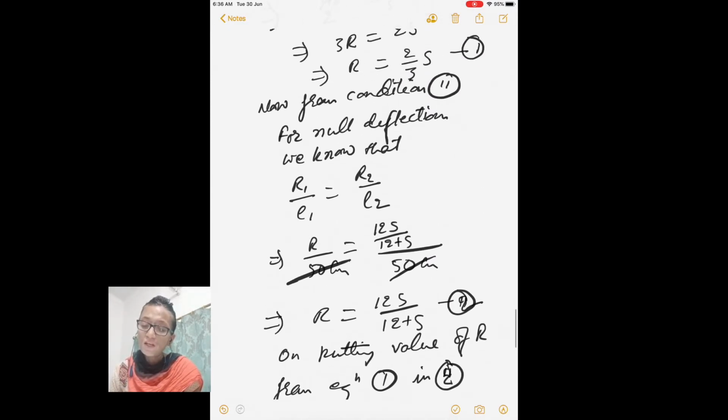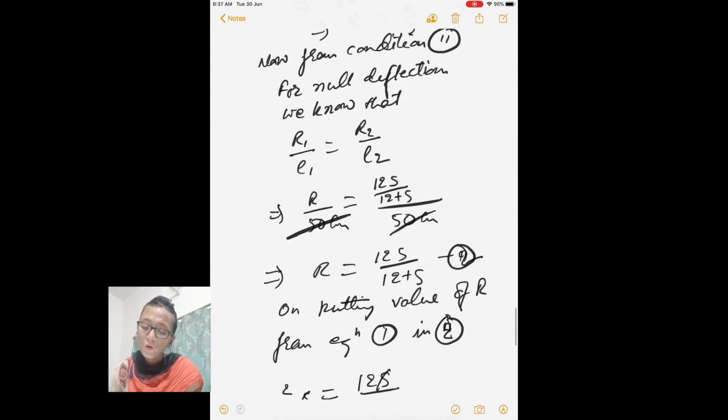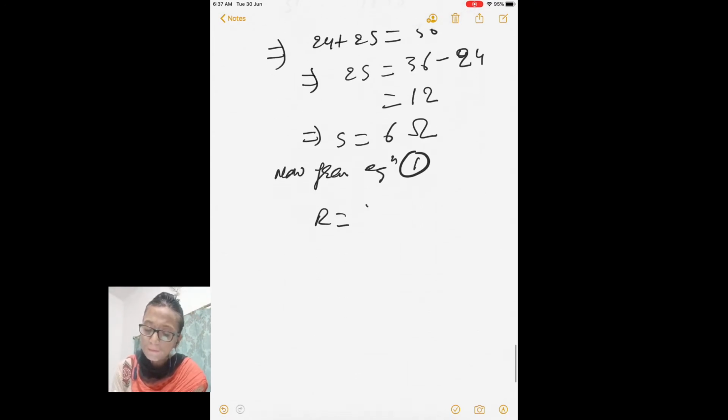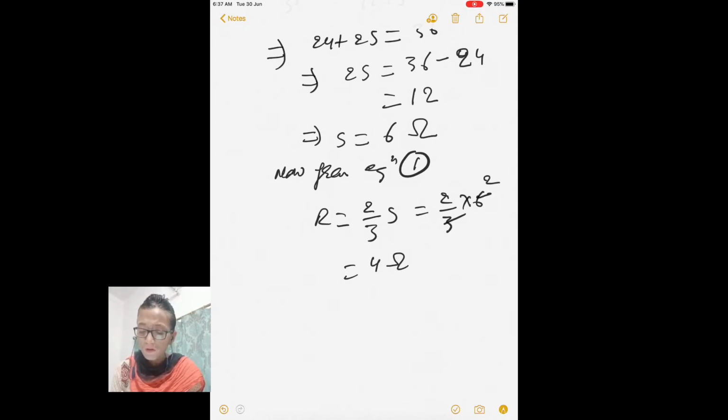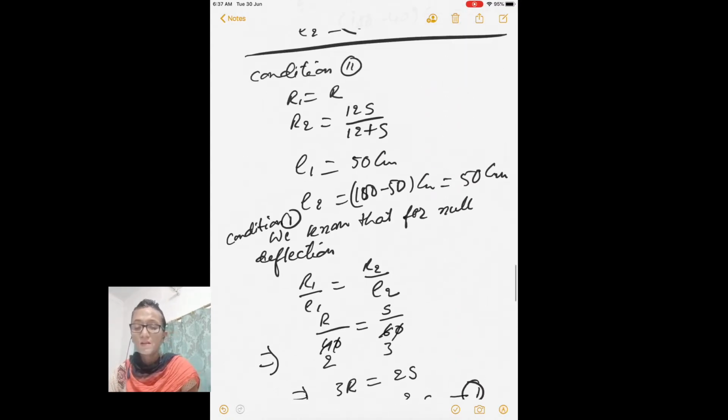And R from equation 1 we can obtain. Now from equation 1, R is equal to 2 upon 3 S, and this is equal to 4 ohm only. So the answer: S we obtained 6 ohm and R we obtained 4 ohm. Now next question.